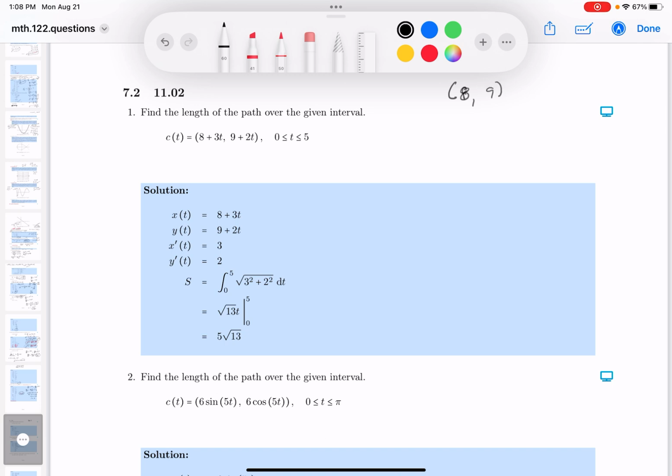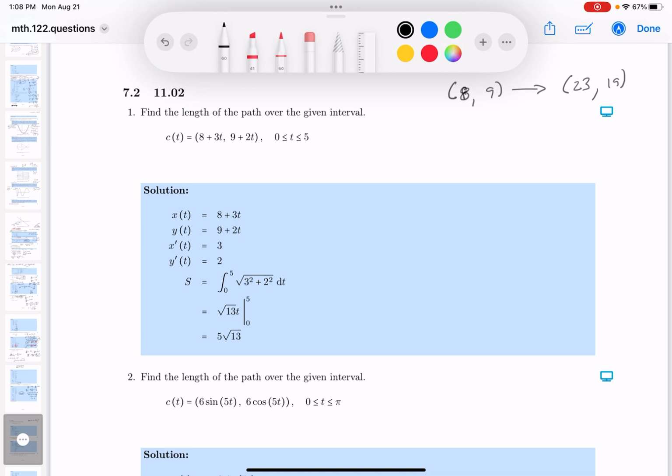And it's going from this point to another point. What's the other point, where t is 5? Well, 8 plus 15, which is 23. And then what do you get there? Let's see. For 5, you get 9 plus 10, which is 19.